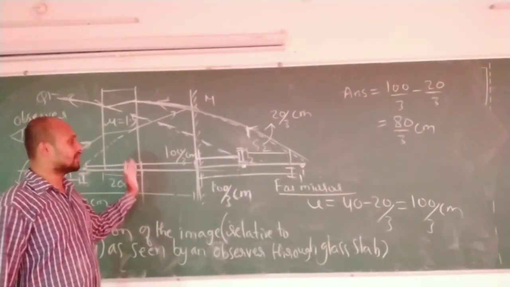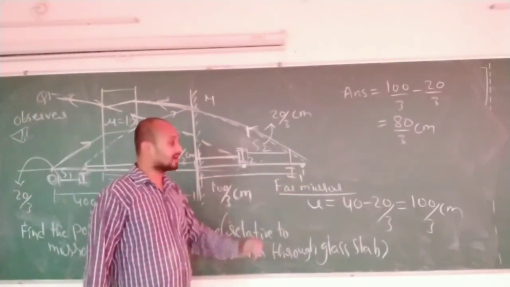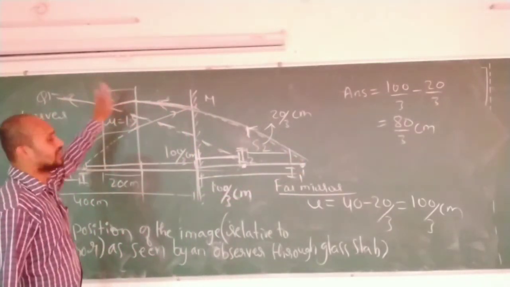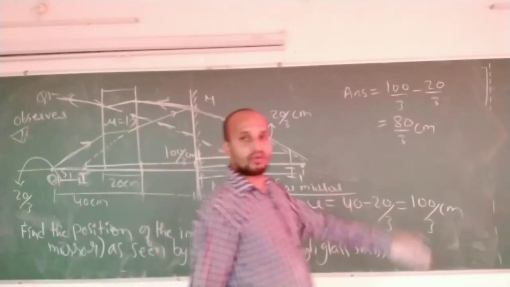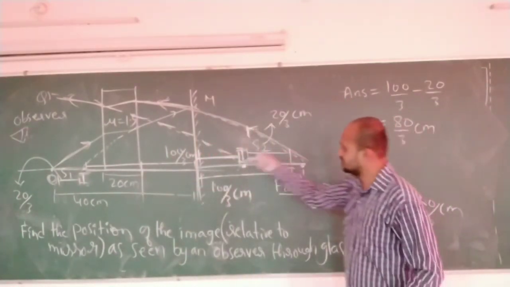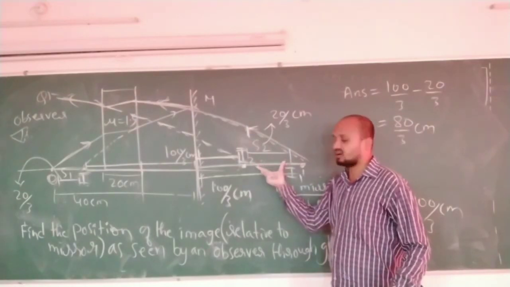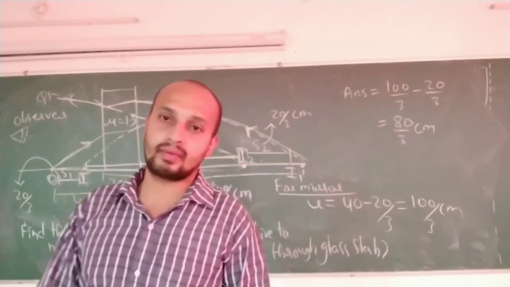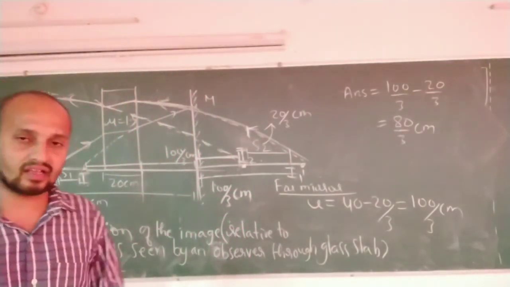100 by 3 centimeter image is formed in this direction due to the mirror. Now the image of this mirror will act as an object to this slab. Again shifting will happen after the slab. How much shifting? Towards this direction again 20 by 3. So this will be 100 by 3 minus 20 by 3. How much is it? 80 by 3.